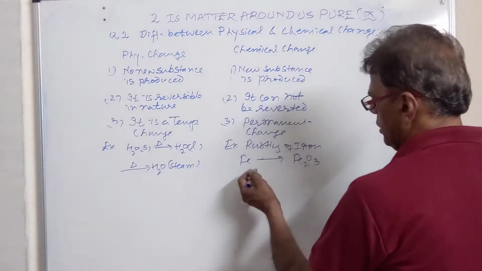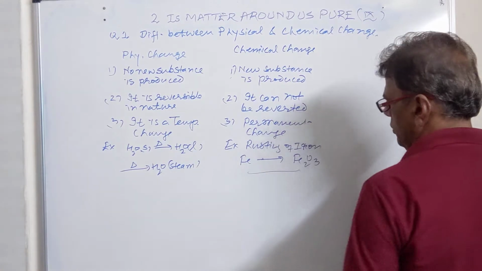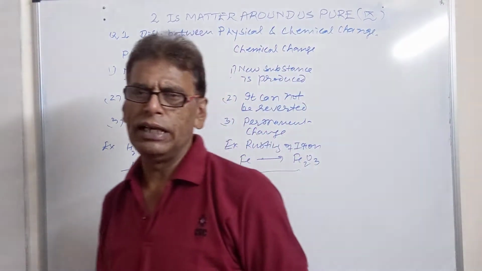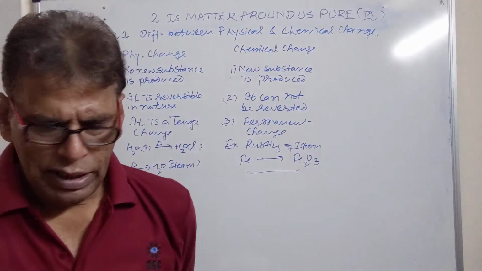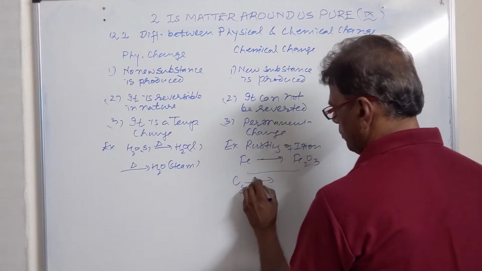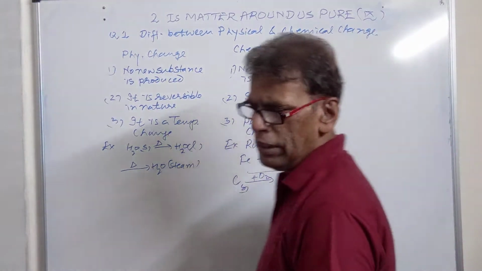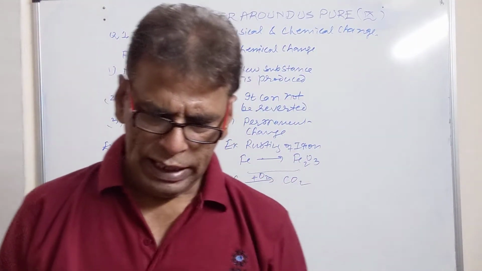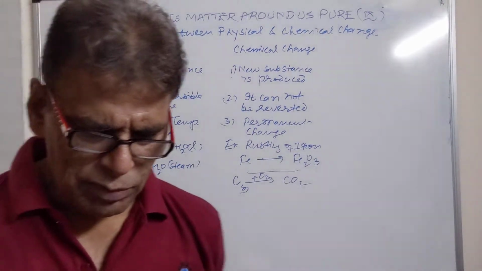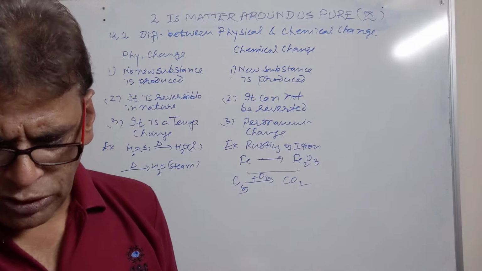It takes place in the presence of OH ions. So this is a complicated reaction. Rusting of iron is a chemical change. Similarly, the combustion of carbon is a chemical change. So these are the chemical changes where the physical state changes, the nature of the compound is also changed, and a new compound is formed in this case.